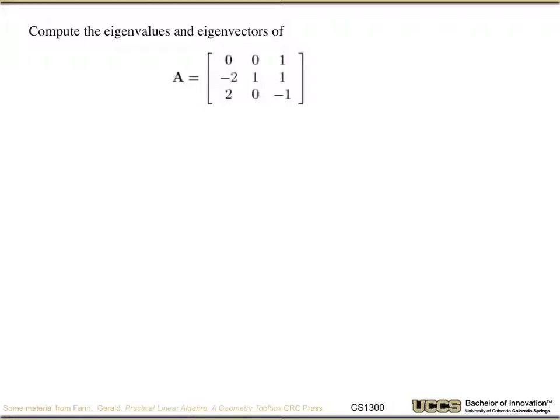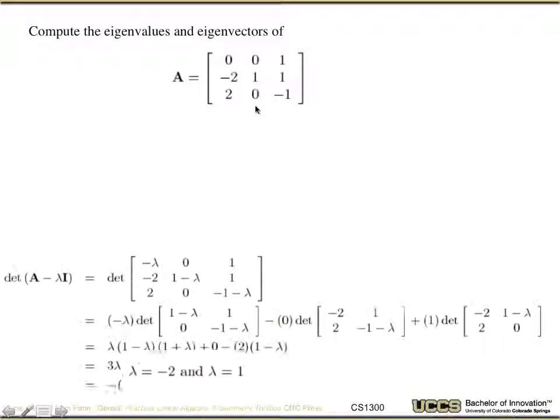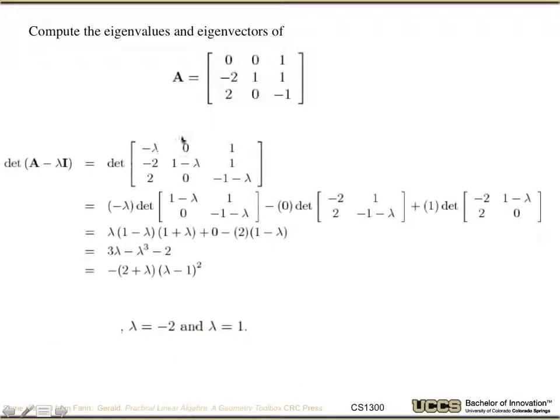Okay, hopefully you've been able to work through that. So the first step is, of course, to take the determinant where we take lambda down the diagonal. So we get the determinant of minus lambda, 0, 1; minus 2, 1 minus lambda, 1; and 2, 0, 1 minus 1, minus lambda. We take that, we're going to do our determinant. Again, there's lots of ways of looking at the determinant. This time I'm going to do it sort of in a cofactor expansion.